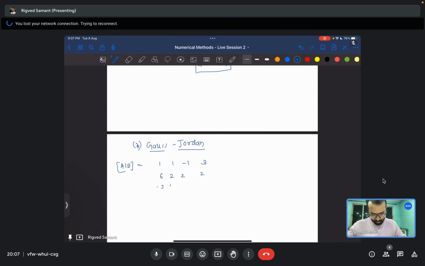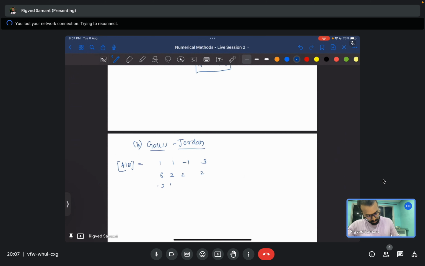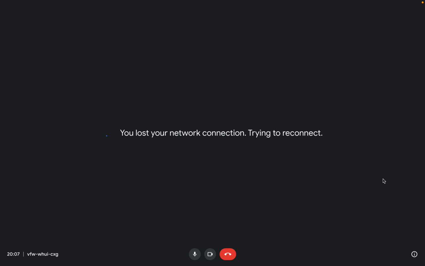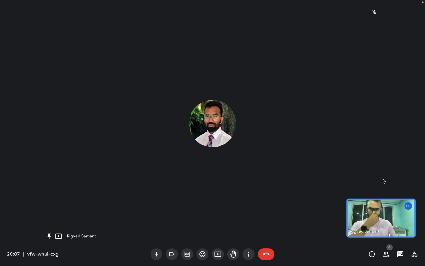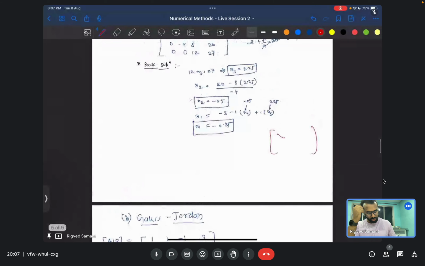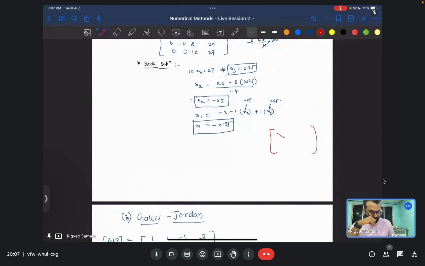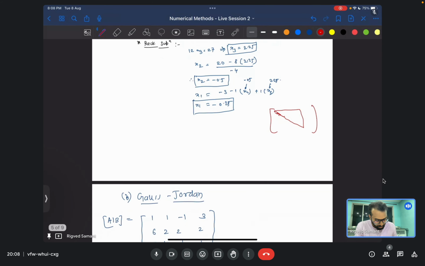So here, upper triangle. In the case of Gauss elimination, we were not concerned with what elements are there at the upper triangle, at the upper side. At the diagonal also we were not concerned, but we were just concerned that we have to get 0 here. That's what we were doing in Gauss elimination, right?